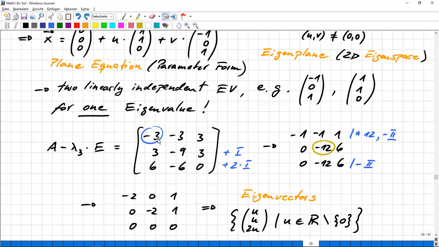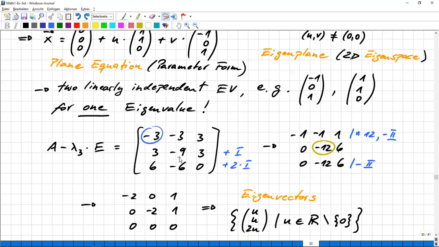I mark this diagonal element starting in the upper left corner as always. I add this row to the second one. Here I get 0 by eliminating. Here I get -12 in sum, okay? And here I get 3 plus 3 equals 6. And I do quite the same here. I add the first row times 2 to eliminate here. So 6 plus 2 times -3 equals 0.